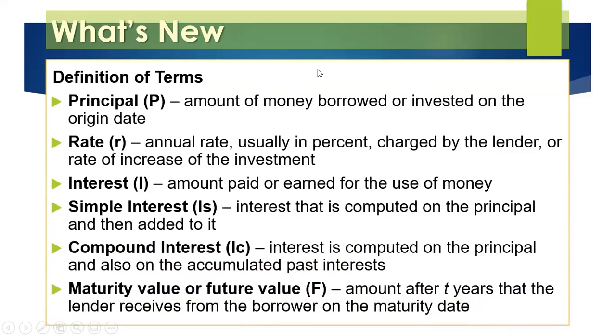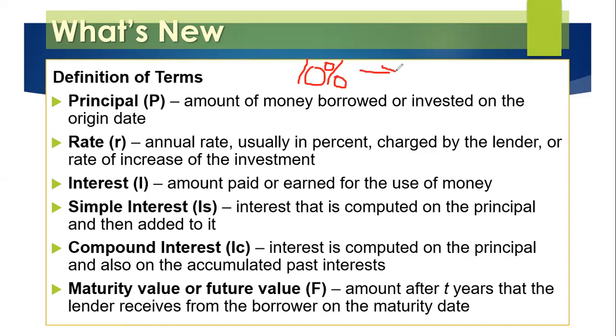Okay, more definition of terms. Principal, it is the amount of money borrowed or invested on the origin date. Yun yung kung magkano yung inutang or hiniram. The rate, so annual rate, usually in percent, charged by the lender or rate of increase of the investment. Pwedeng sabihin na kapag humiram tayo ng pera, meron yung 10% na interest.